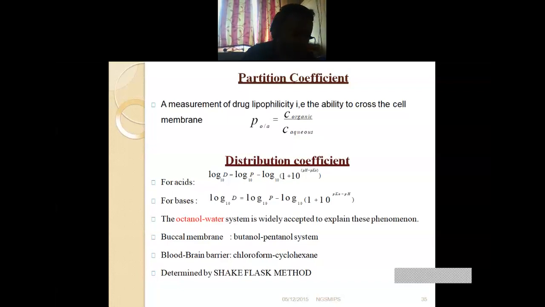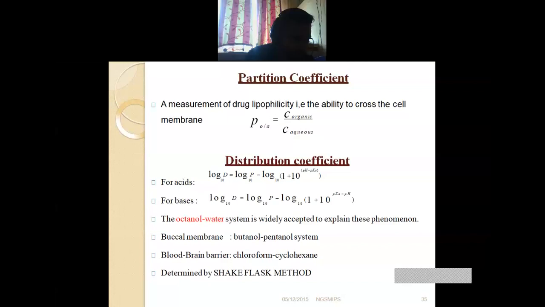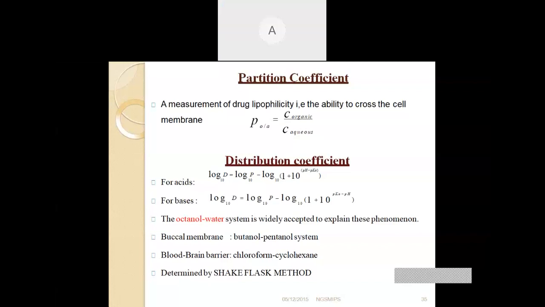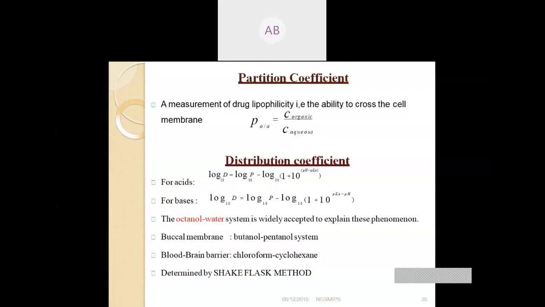So what is in the buccal cavity? In Assamese, sir, it is the portion of the mouth. Okay. So what is the pH of the buccal cavity? Slightly acidic. Sir, slightly alkaline, no? Alkaline, yes. It is alkaline.